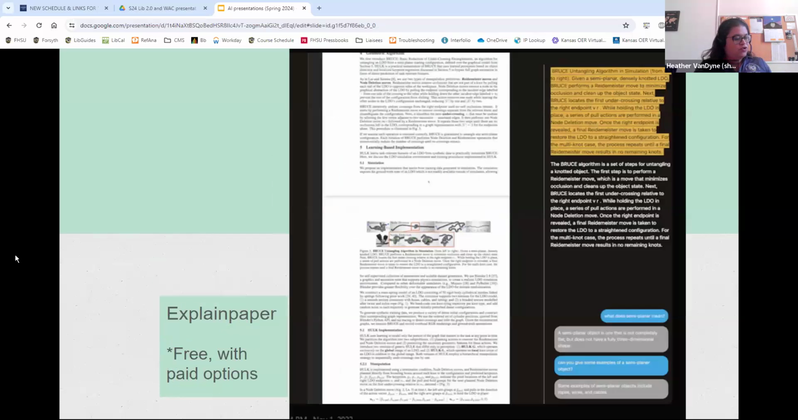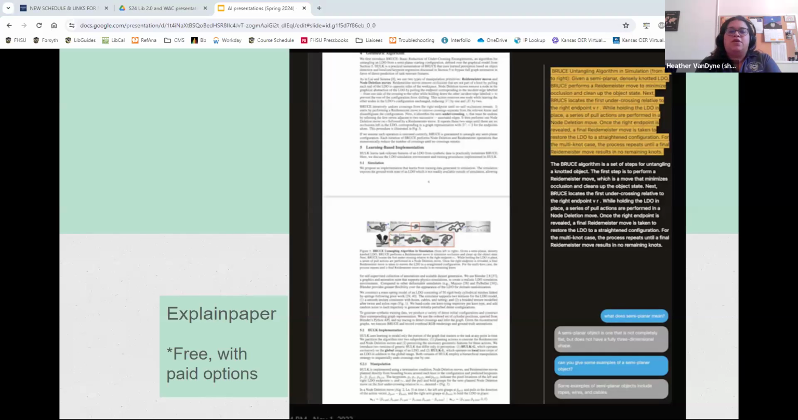So the next tool we have is Explain Paper. This one has both a free version and also paid options. The free version is powered by ChatGPT, and it allows you to upload a paper, and then you are able to highlight sections of the paper, and it will generate an explanation based on what you've highlighted.